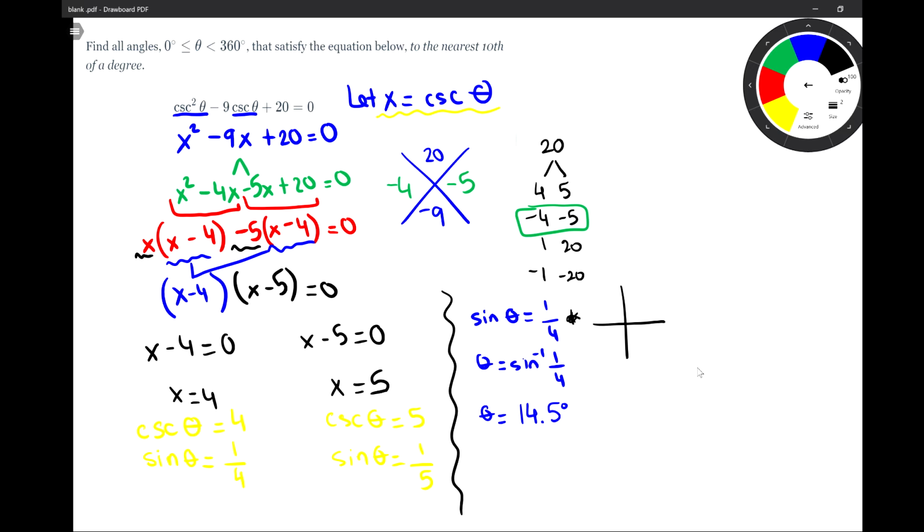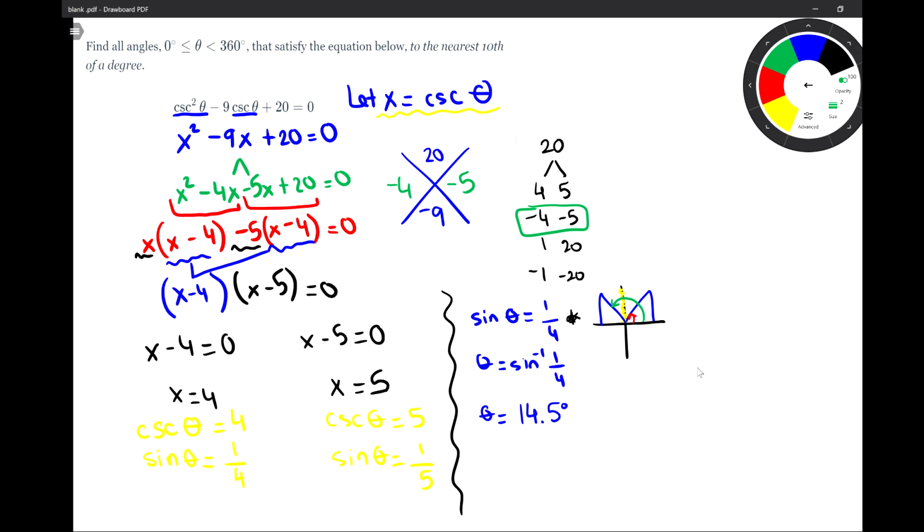So when I have sine theta equals 1/4, that means I should have a positive sine. And which quadrant will give me positive sine? First quadrant and second quadrant, because I'm looking for the positive part of y. So now my angle will be right here and the other angle will be right here.